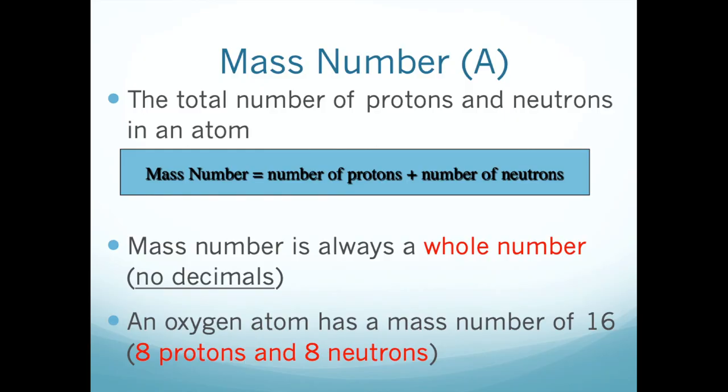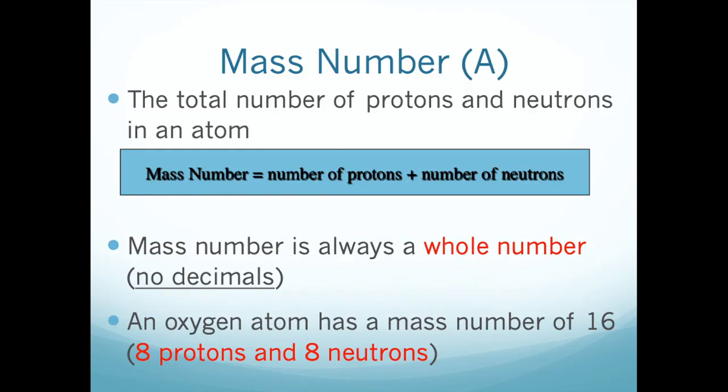Okay? Now please note that this means that a mass number has to be a whole number. It is never a decimal. You can't have half a proton or half a neutron. You always have to have a whole number for a mass number.